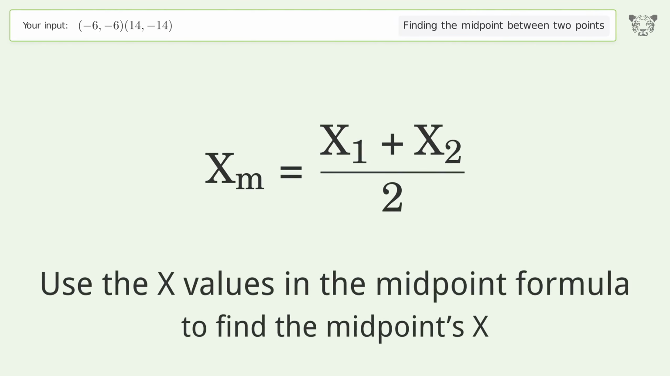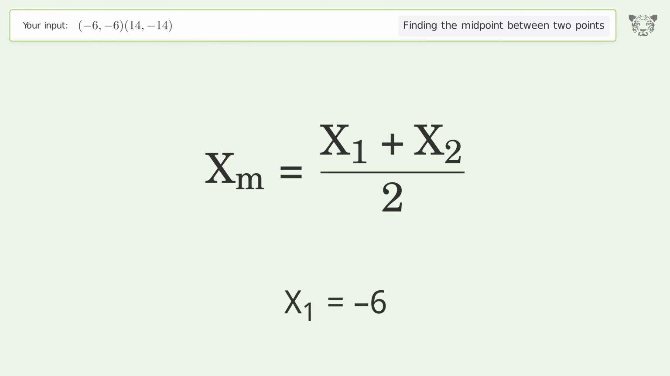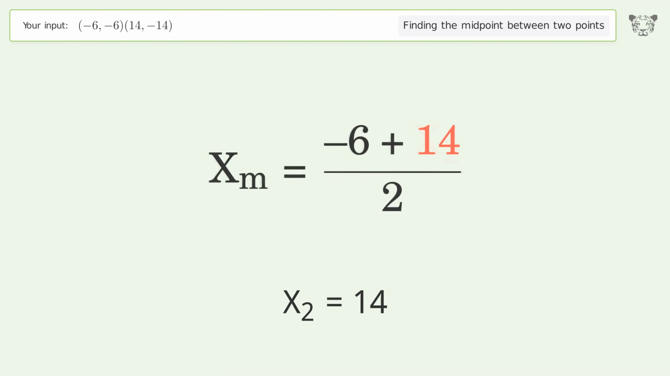Use the x values in the midpoint formula to find the midpoint's x. x1 equals -6. x2 equals 14. Simplify the arithmetic.